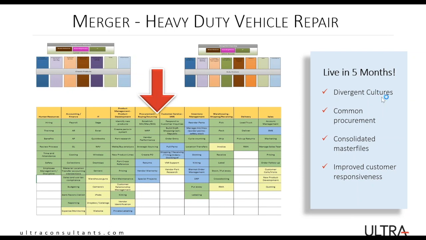Throughout all this, we had to manage a bunch of divergence. One was a California culture, the other was a Midwest culture, very, very different. One was more of a big company, the other was kind of a private ownership. But we went through consolidated master files and took the steps that we needed to improve customer responsiveness. So we actually applied the maturity model within these processes and set up a transformation plan and drove through it to a high degree of success.